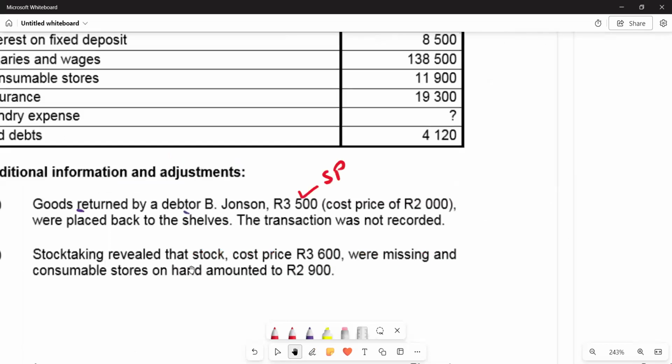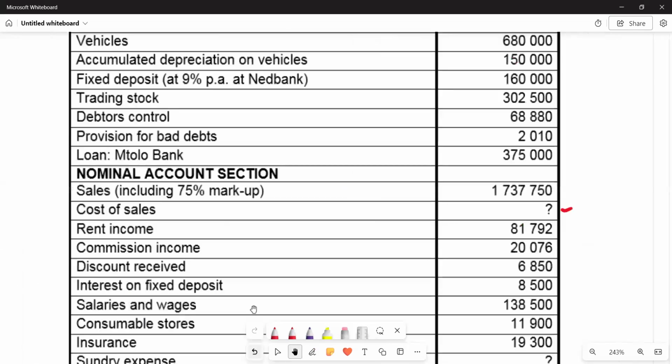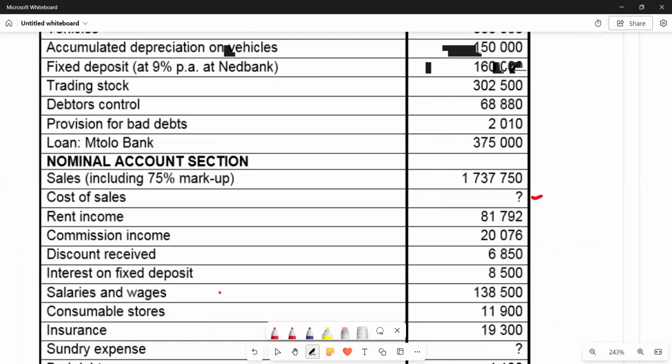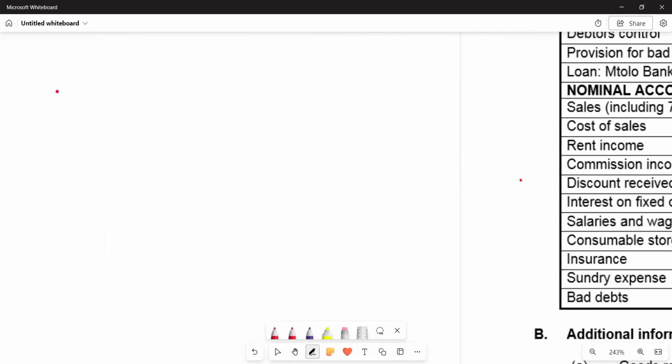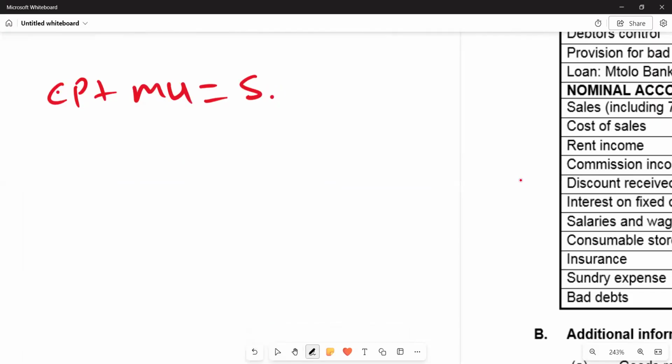And then for cost of sales, we are going to the list of balances again, but if you remember very well, we are given it as a question mark. So it means we are going to calculate it. We can find it given the information that we are given other than sales. We are told that the markup is 75%. So basically, what does it mean? Remember the formula that says our cost price plus our markup will give you your selling price. So the selling price becomes the sales figure that you are given there.